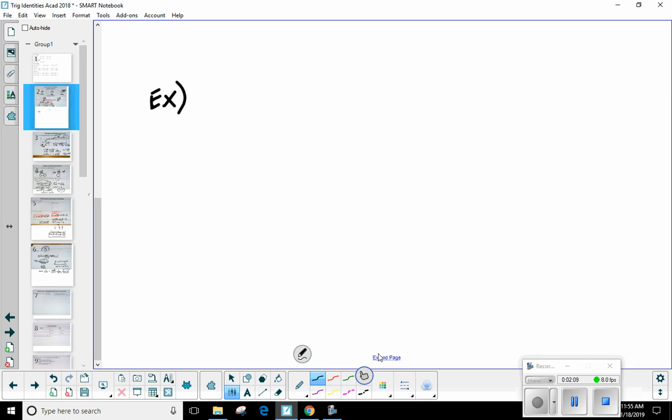Okay, so this is not in the current packet that you have. If you want to jot these down or if you just want to follow along, whatever you like. Now, all of these will simplify to a single expression. There's one I'm going to save for last because it has a few more steps. So why don't we go ahead and start with this one? Let's say secant squared of theta minus 1 over secant squared of theta.